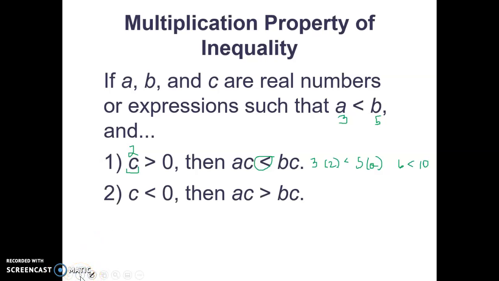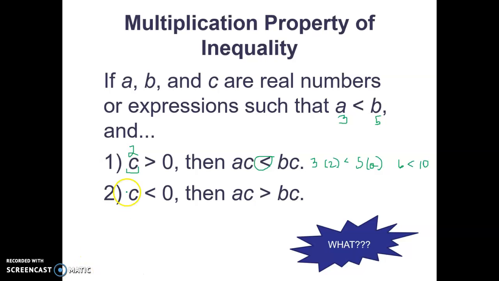However, when we're multiplying it by a number that's less than 0, a negative number, remember negative just means that it's the opposite of a number. So then we need to switch that sign and make it the opposite sign. So let's say C was negative 2. If we don't switch our sign, let's see what happens. We get 3 times negative 2, negative 6, is less than 5 times negative 2, negative 10. Negative 6 is less than negative 10. That's not a true statement. In order for that to stay true, we've got to flip our sign. Negative 6 is greater than negative 10. So when multiplying or dividing by a negative, we've got to flip the sign.